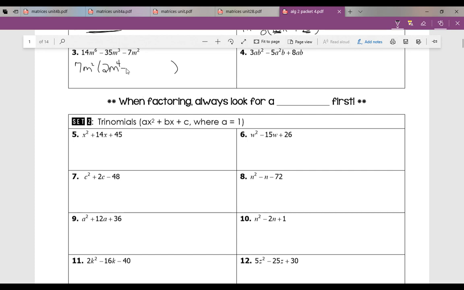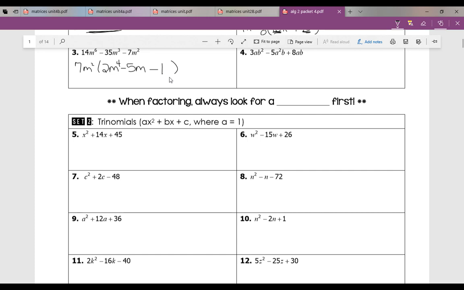35 divided by 7 is 5. Make sure you keep that negative. Subtract the exponent. I get m to the first. Negative 7 divided by negative 7 is negative 1. You can't just drop that last one. A number divided by itself is a 1. And when you subtract the exponents, you get 0, so the m stays away.